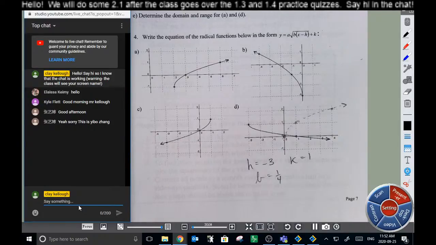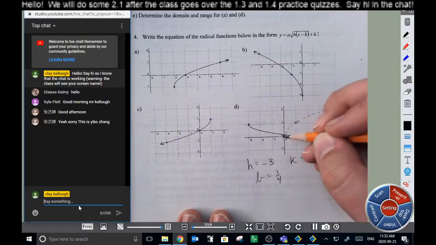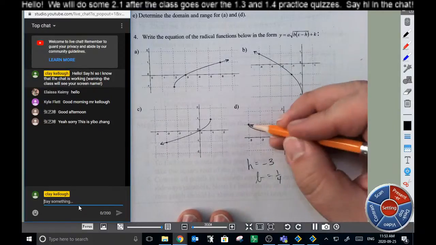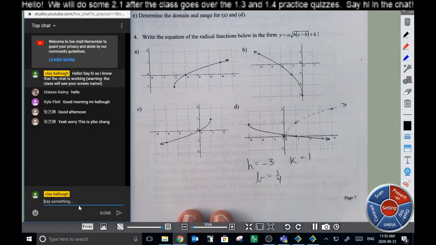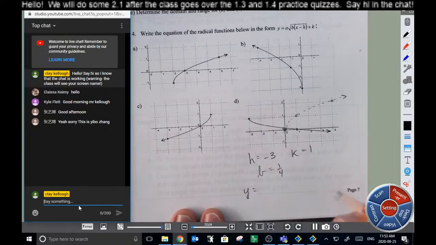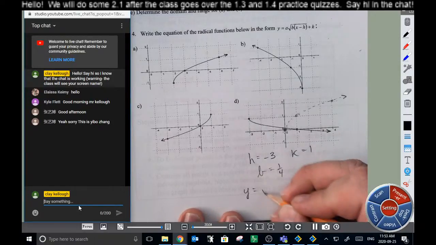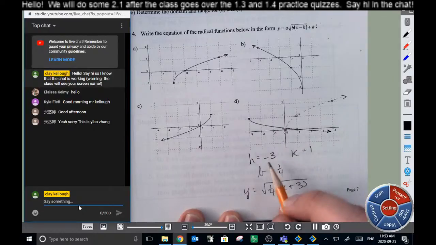Now, is there a vertical stretch? I don't think so. Because again, vertically, it takes 1 unit to go from integer to integer. I'm good. I think this is y equals a is 1, the square root of 1/4 x plus 3, because remember it's minus minus 3, plus 1.